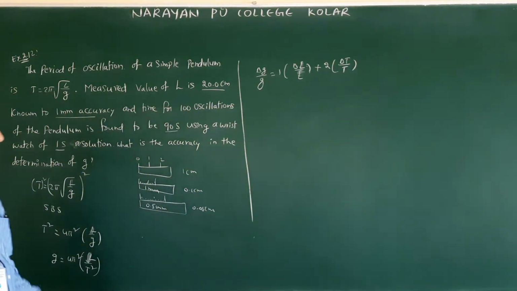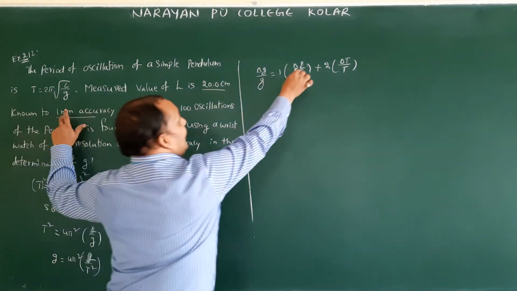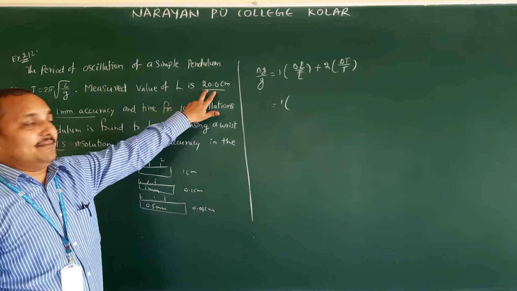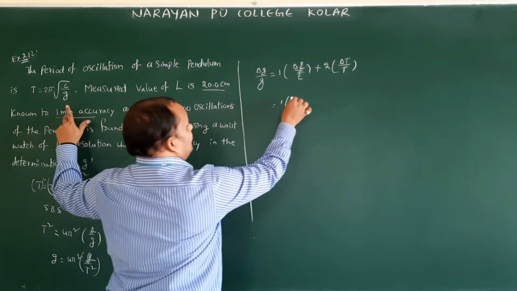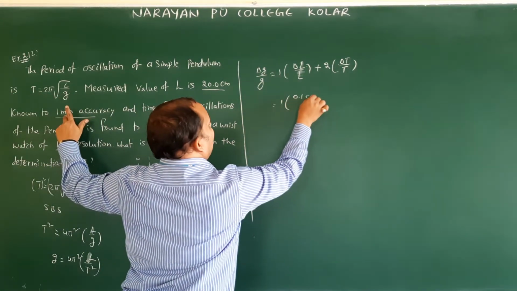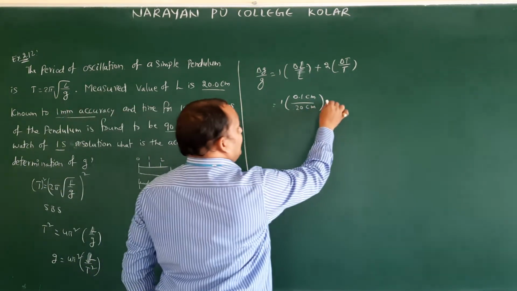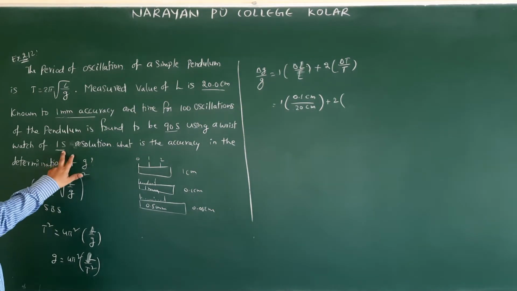So what is delta L? What is the resolution in length? Accuracy means 1 mm. Therefore delta L is 1 mm. But length is how much? 20 centimeters. This is in centimeters, this is in millimeters. This one converted into centimeters, so 1 mm means 0.1 centimeter by 20 centimeter plus 2 into delta T. Up to what resolution? Delta T is 1 second.